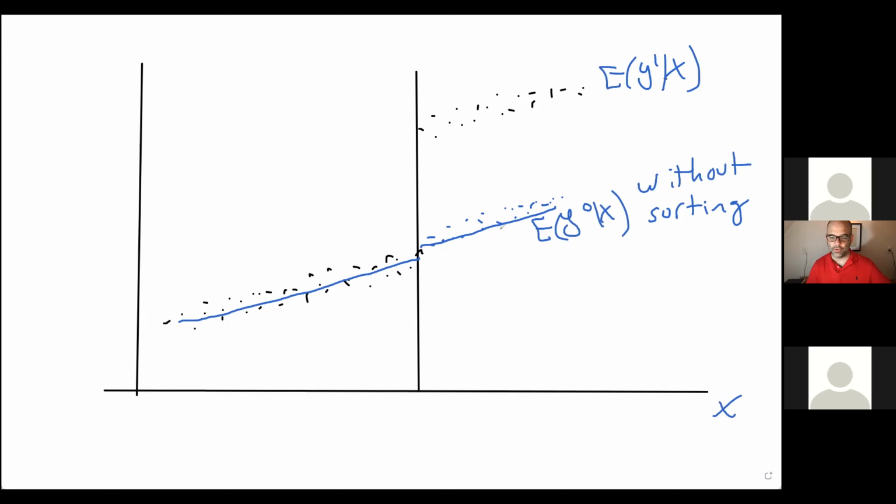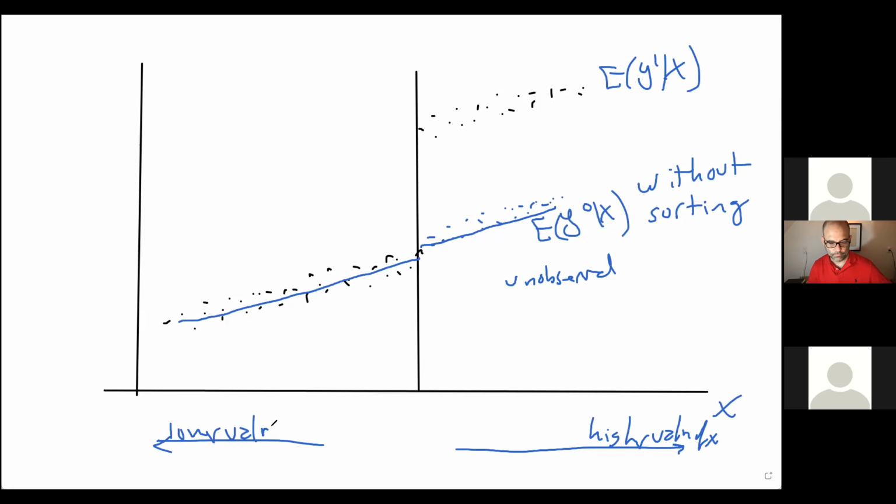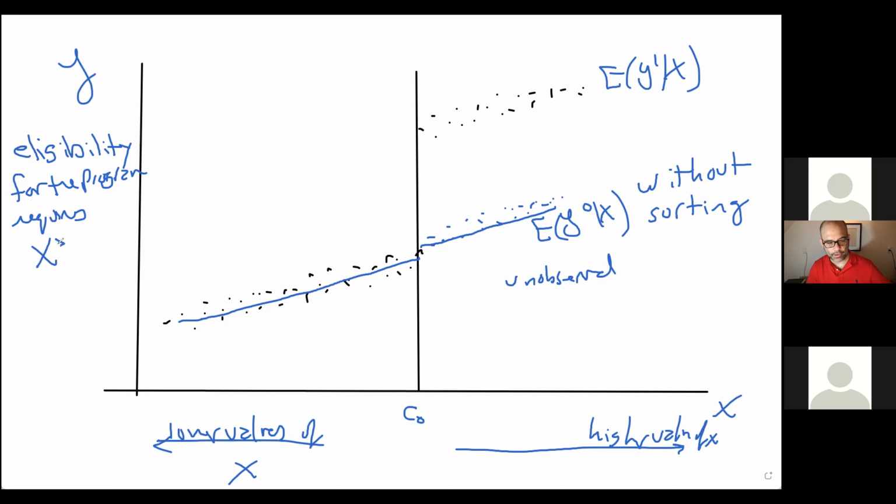All right, so these are the potential outcomes. This is unobserved. And what we've got here is people with higher values of X, and this is people with lower values of X. Let's say that to become eligible for the treatment, you've got to have at least C0. So eligibility for the program requires X greater than C0. So these people are not eligible.